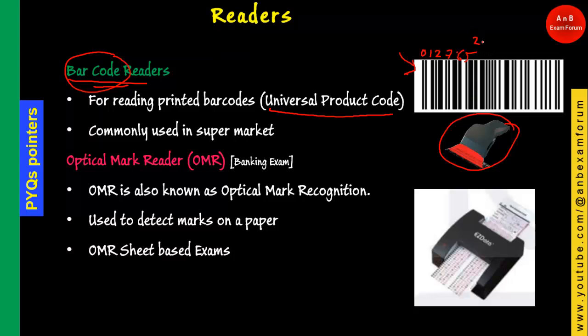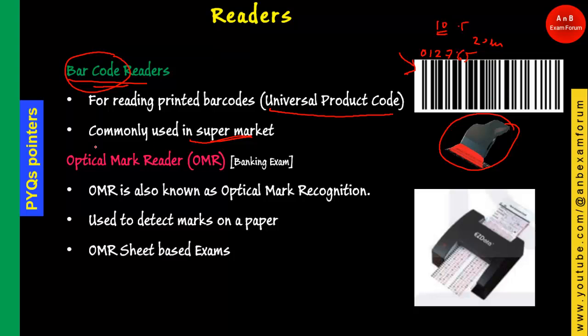Suppose it is a 20-digit number. Instead of manually typing, you are reading it through the barcode reader. As you can think, there are 20 characters. If you have a very good speed, you may take 10 seconds or maybe 5 seconds, but with the help of a barcode reader you can just get the input within 1 second. That's why they are commonly used in supermarkets. You have seen in supermarkets that the client has one device which is used to read the barcode on the products.